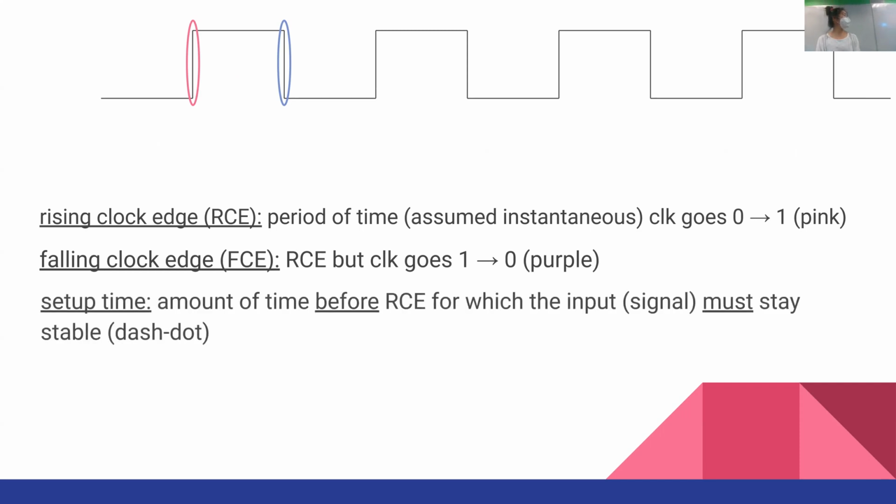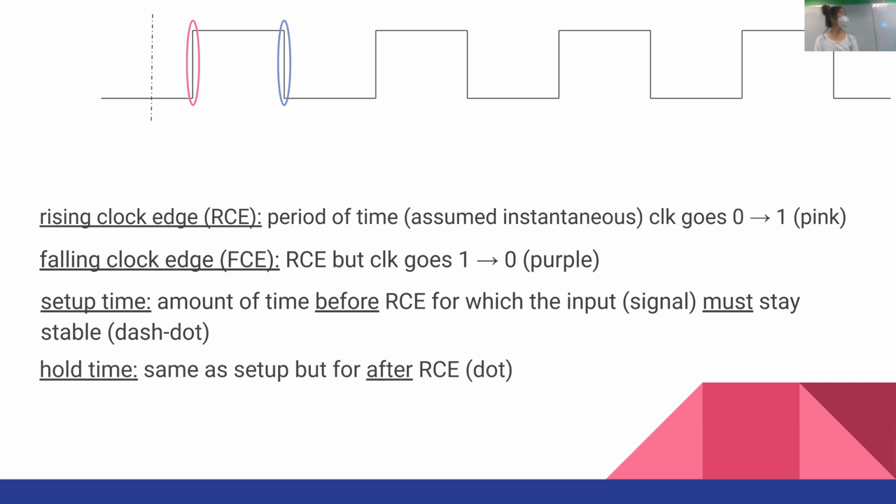The setup time is the amount of time before the rising clock edge for which the input or the signal must stay stable. So this means that during this dash-dot line to the pink oval, the input must be a straight line, and it can't curve or bend or change in any way. The opposite of that is the hold time. It's the amount of time after the rising clock edge that the input must stay stable. And that's represented by this dotted line. So in between these 2 lines, the input must be a straight line.